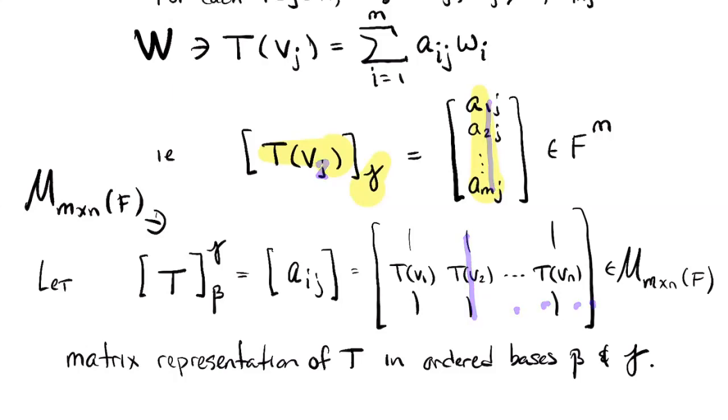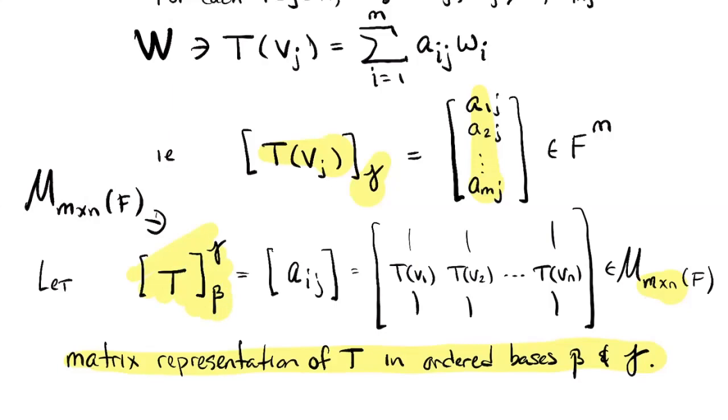Okay, let's just make sure that the dimensions make sense. These column vectors, how many of them are there? Well, there's one for each vj. So there's n columns. That looks right. How many rows are there? Well, the rows is the length of this column vector. There's m of them. So it's an m by n matrix. And it's got a long name. It's called the matrix representation of T in the ordered bases beta and gamma. This is the notation for it.